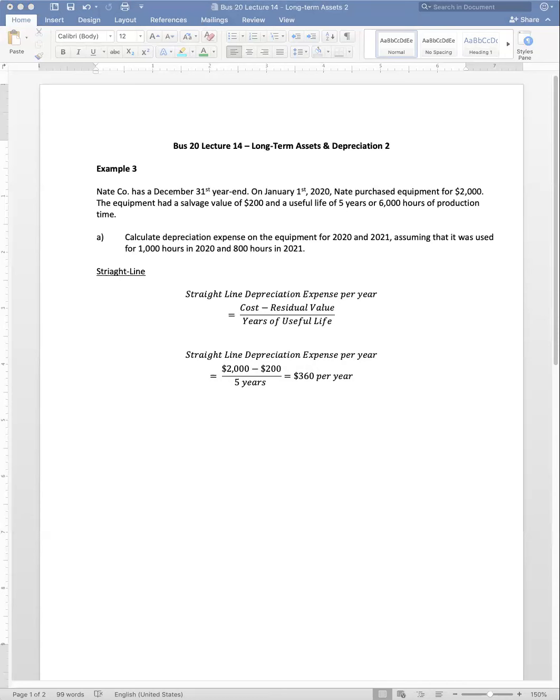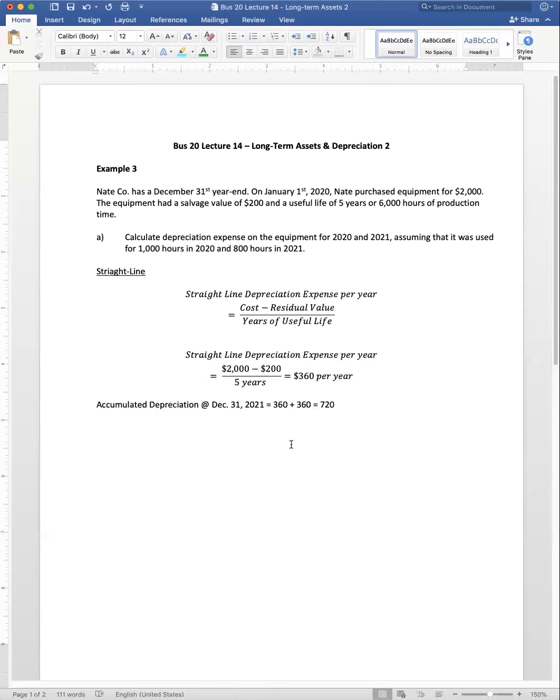So December 31st, 2021, that would be after 2 years of use. So that means that we're using it for 2020 and 2021. So how would I calculate the accumulated depreciation? Well, I would just add together all the depreciation from the years that have passed already. So from those first 2 years, I would add the 360 from 2020 and the 360 from 2021 to give me a total of 720.